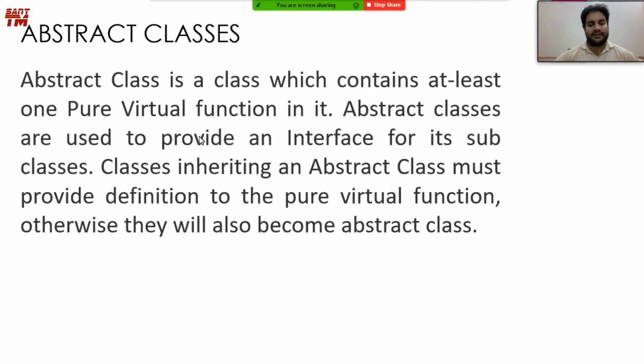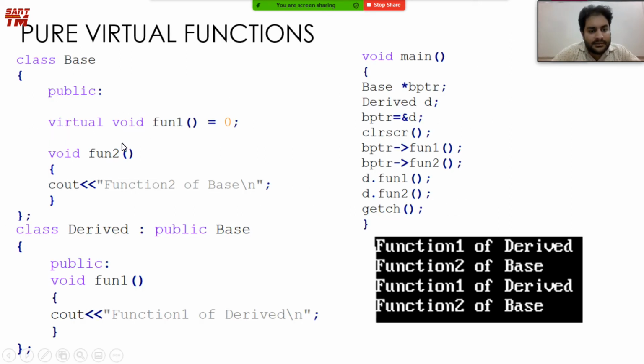So see here the definition of abstract class. An abstract class is a class which contains at least one pure virtual function in it. Abstract classes are used to provide an interface for its subclasses. This we will see, what is an interface. Classes inheriting an abstract class must provide a definition to the pure virtual function. That means in the base class where the pure virtual function is declared, the body should not exist. But in the class that is inheriting the base class, we have to define the body of that pure virtual function. See here, the body of fun1 is not there because it is a pure virtual function.